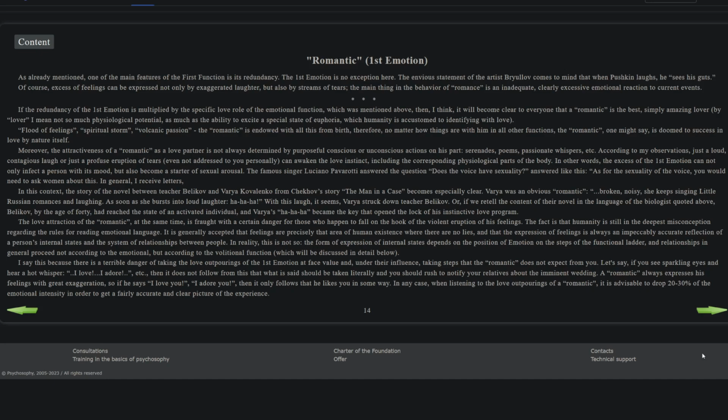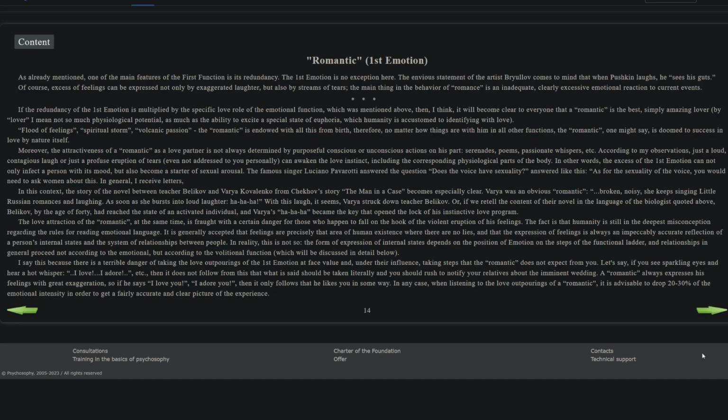If the redundancy of the first emotion is multiplied by the specific love role of the emotional function, which was mentioned above, then I think it will become clear to everyone that a romantic is the best, simply amazing lover. By lover, I mean not so much physiological potential as the ability to excite a special state of euphoria, which humanity is accustomed to identifying with love. Flood of feelings, spiritual storm, volcanic passion.